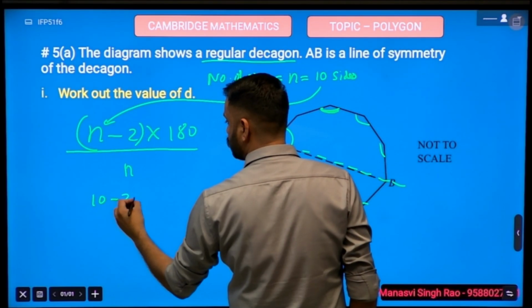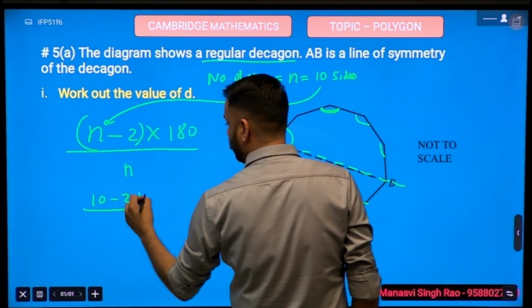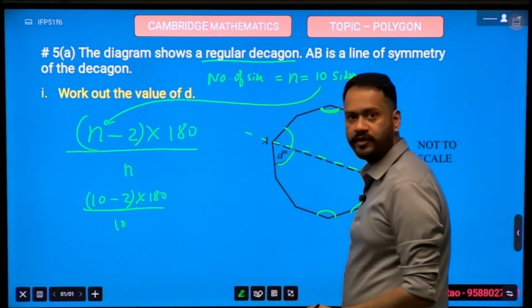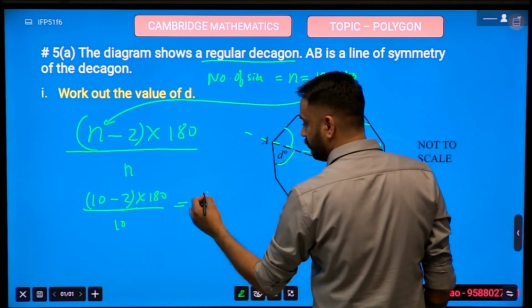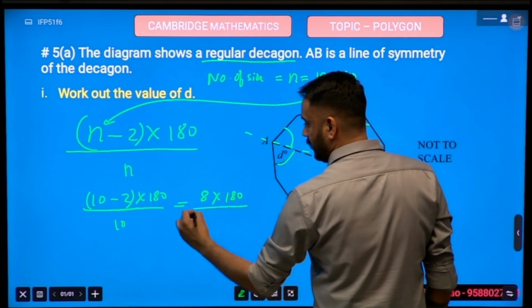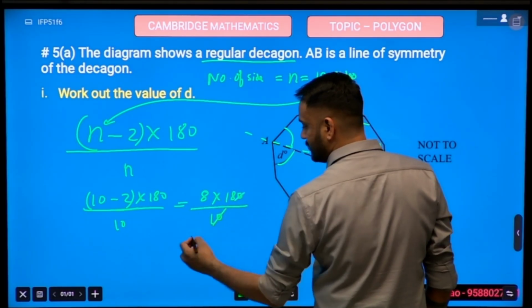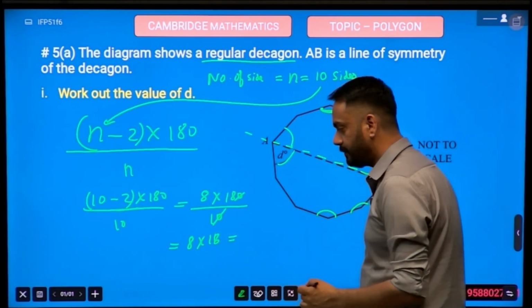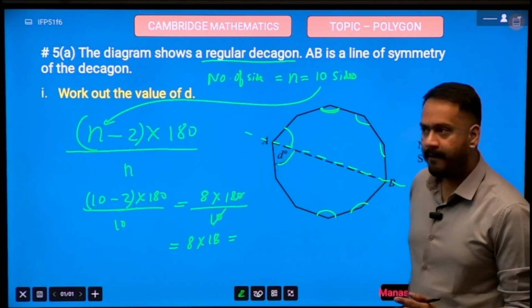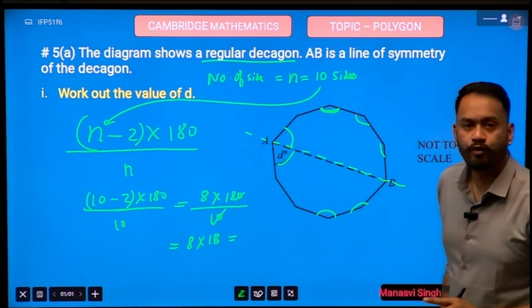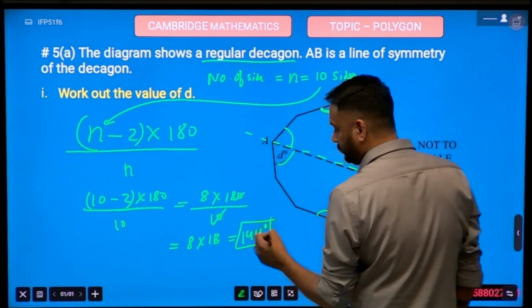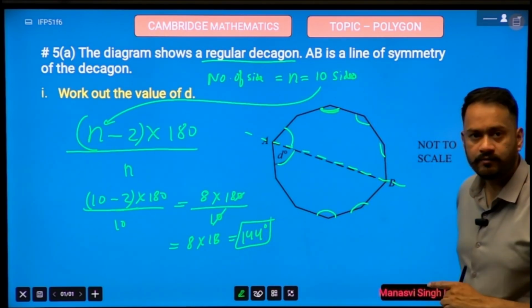10 minus 2 into 180 upon 10, right children? So if I do this, it will be 8 into 180 upon 10. So 0 0 cancel. So 8 into 18. So what is 8 into 18? 144. So it will be 144. 144 degree is the angle which is each angle.